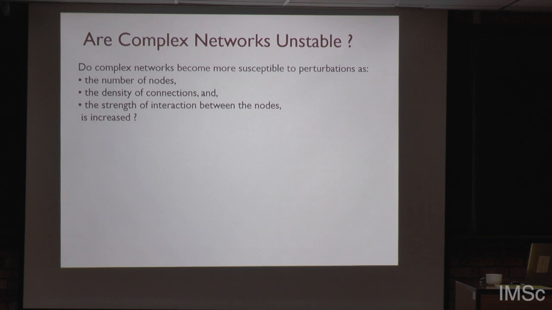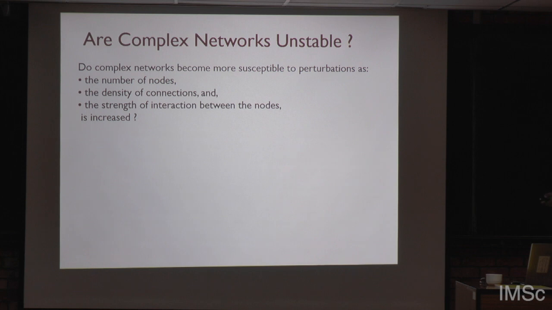So when I say our complex networks are unstable, first of all I have to make sure that we are on the same page about how we measure complexity. So when I say complex, I mean that a more complex network has many more nodes, and/or a higher density of connections, and/or a greater diversity of interaction strengths between the various nodes.